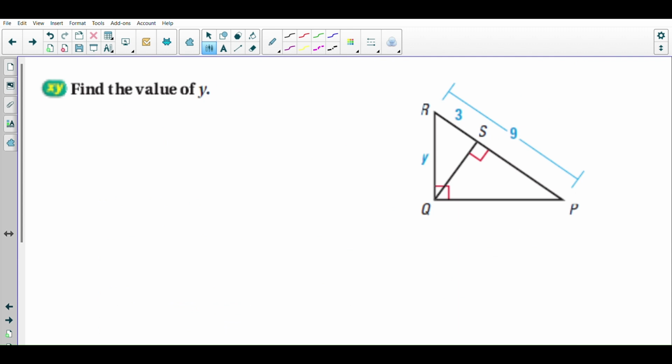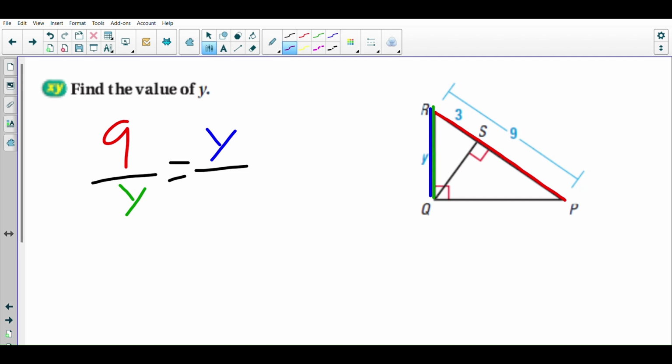So find the value of y. We have the way it's set up. We can look at this. We can go hypotenuse, so 9, over its leg, RQ, y, is equal to, going back up the leg, y over the short part, 3. And there is our setup.